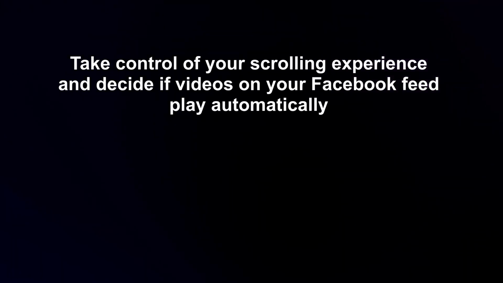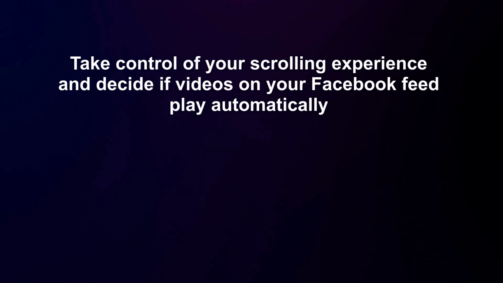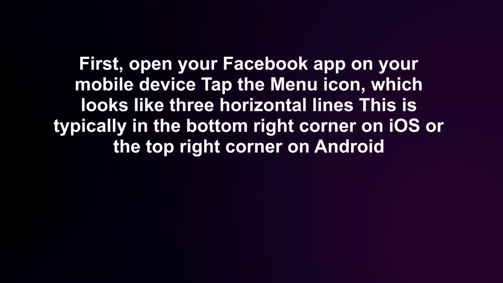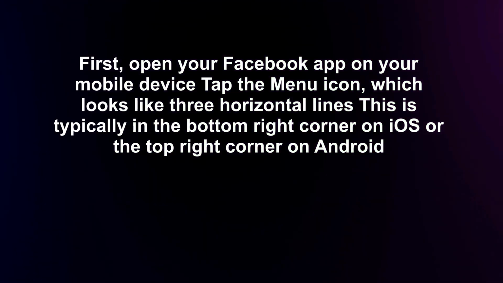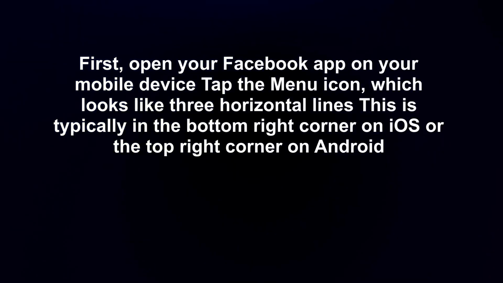Take control of your scrolling experience and decide if videos on your Facebook feed play automatically. First, open your Facebook app on your mobile device. Tap the menu icon, which looks like 3 horizontal lines. This is typically in the bottom right corner on iOS or the top right corner on Android.